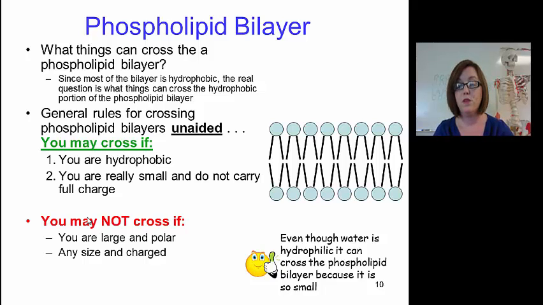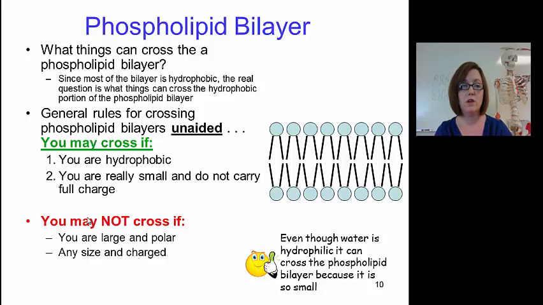Rule number 2, you can cross if you're really small and do not carry full charge. Okay. So small, large, those are relative terms. So what do I mean by really small? By really small, I mean 3 atoms big or less. So you have to be made of 3 atoms or less, and you can't carry full charge. Partial charges could be okay, but you can't carry full charge.